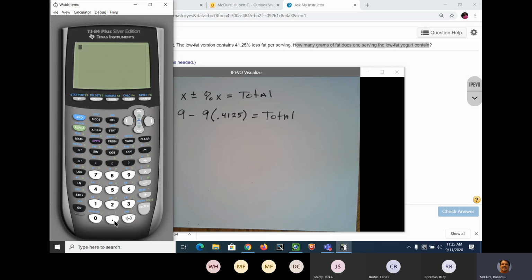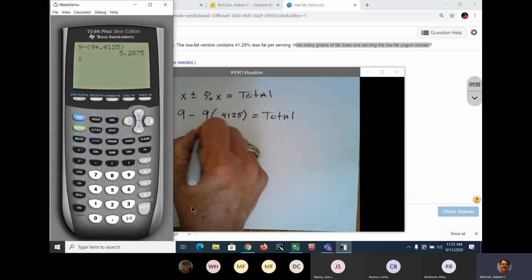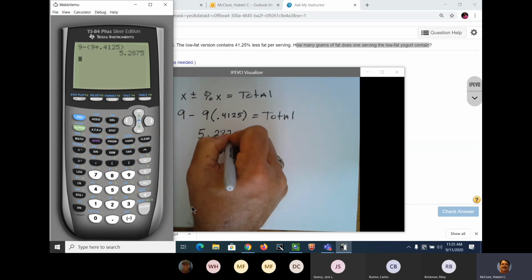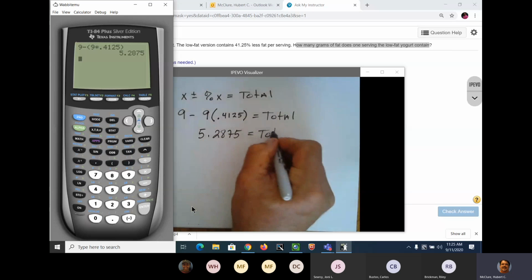All right, so 9 minus parentheses 9 times 0.4125 close parentheses. That comes out to be 5.2875. 5.2875 is equal to the total.